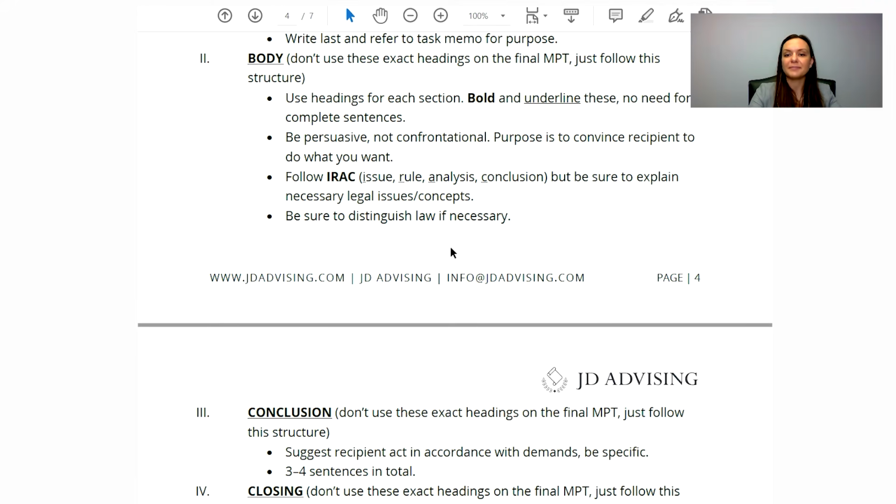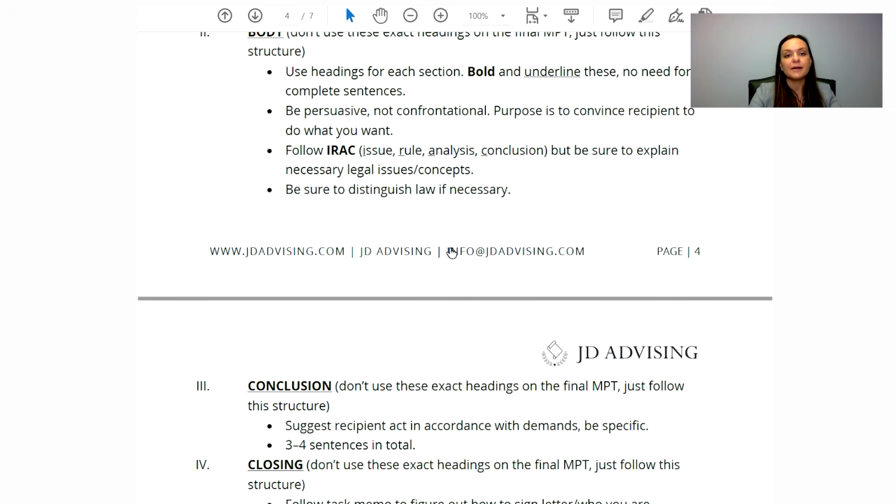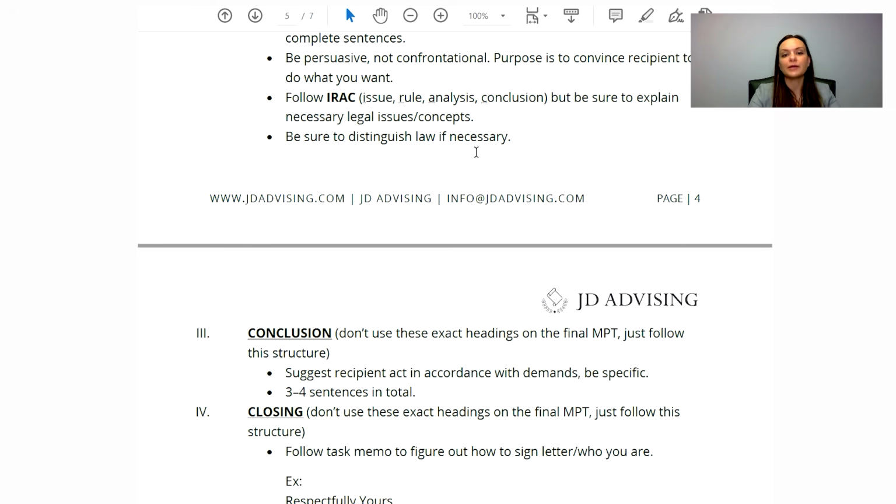If you have terms of art or buzzwords that are not within common usage amongst regular people, make sure you are defining or explaining these necessary legal issues and concepts so that it is easy for the reader to understand what you're discussing. And much like the other tasks, you don't want to ignore bad law. So if there is law out there or provided to you in your library that hurts your client's position, don't ignore it. They're expecting you address it and that you explain why it doesn't apply to your situation. That's what we mean when we say distinguish.